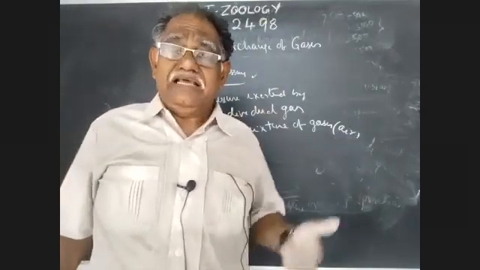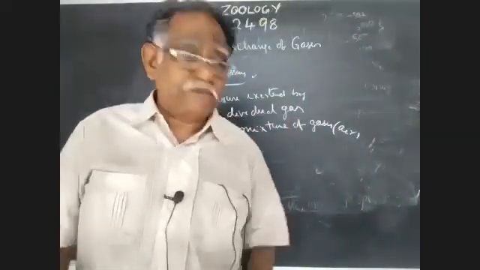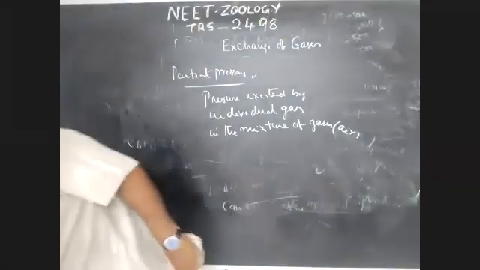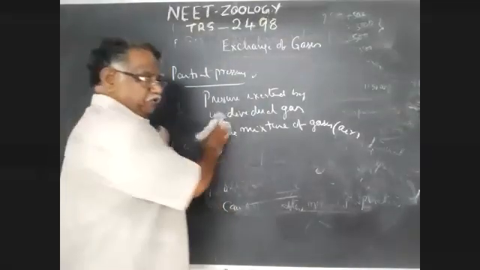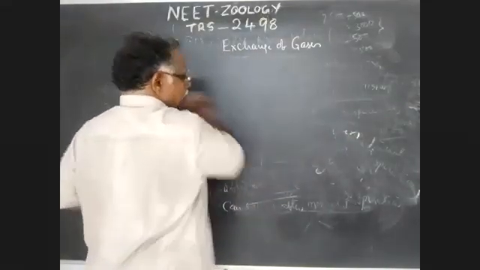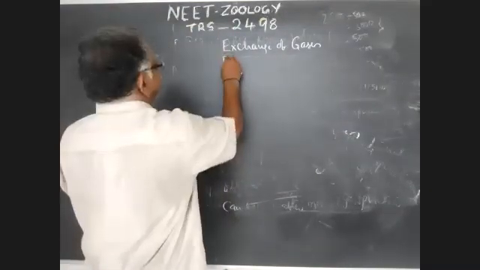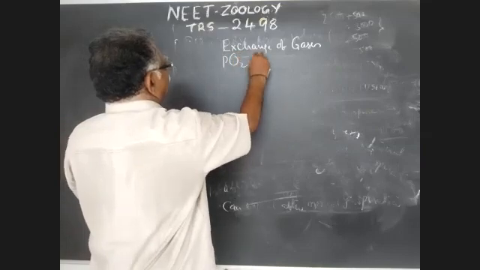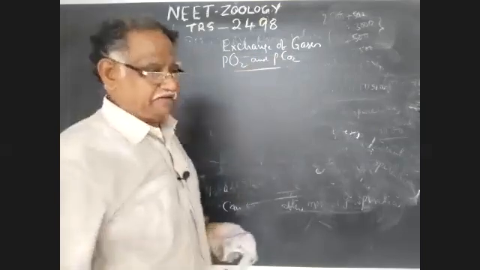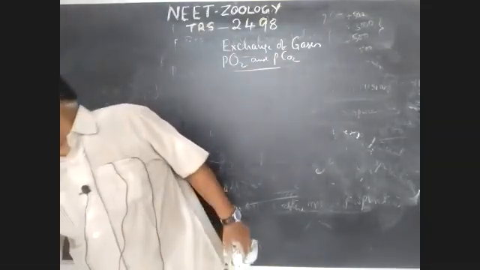Now let us see the pressure gradients at various regions in the respiratory system of humans. Write down, you have to write down this table. PO2 and PCO2 values.